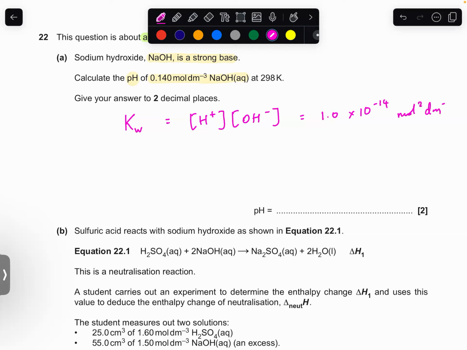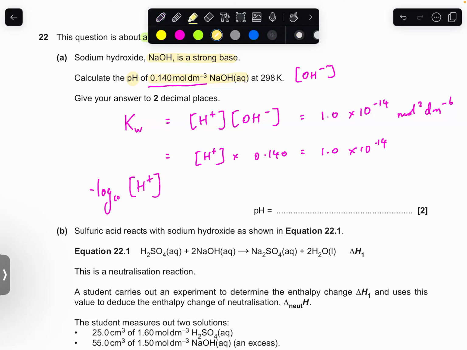Units are mol squared dm to the minus 6. Now you see, because this is a strong base, we assume this concentration of 0.140 is also the same as the concentration of the hydroxide ion. So all we do is substitute that value in. So H+ concentration multiplied by 0.14 is equal to 1.0 times 10 to the minus 14. Rearrange that and plug that value into the minus log to the base 10 of the H+.